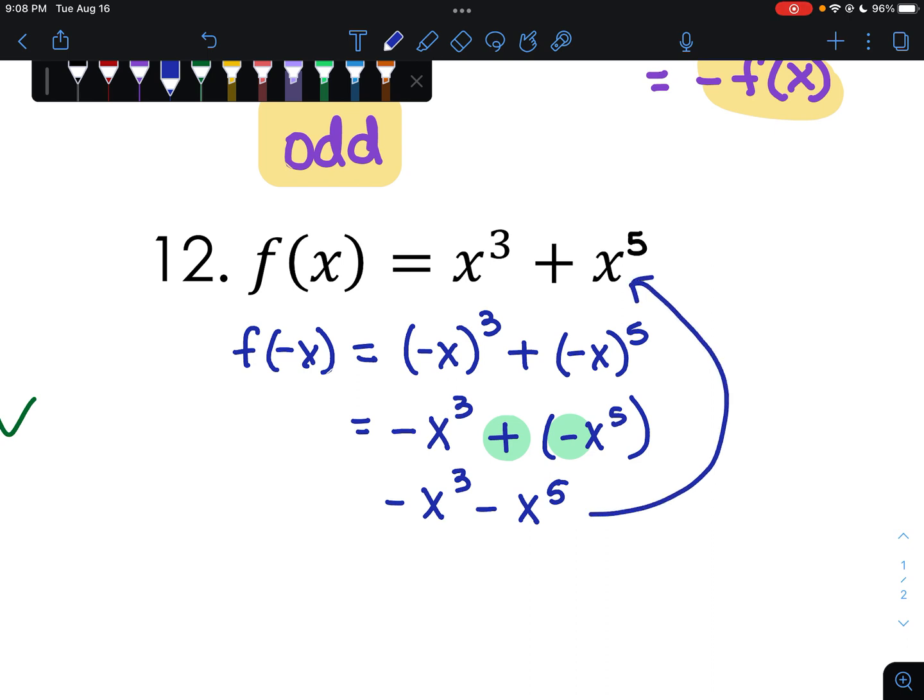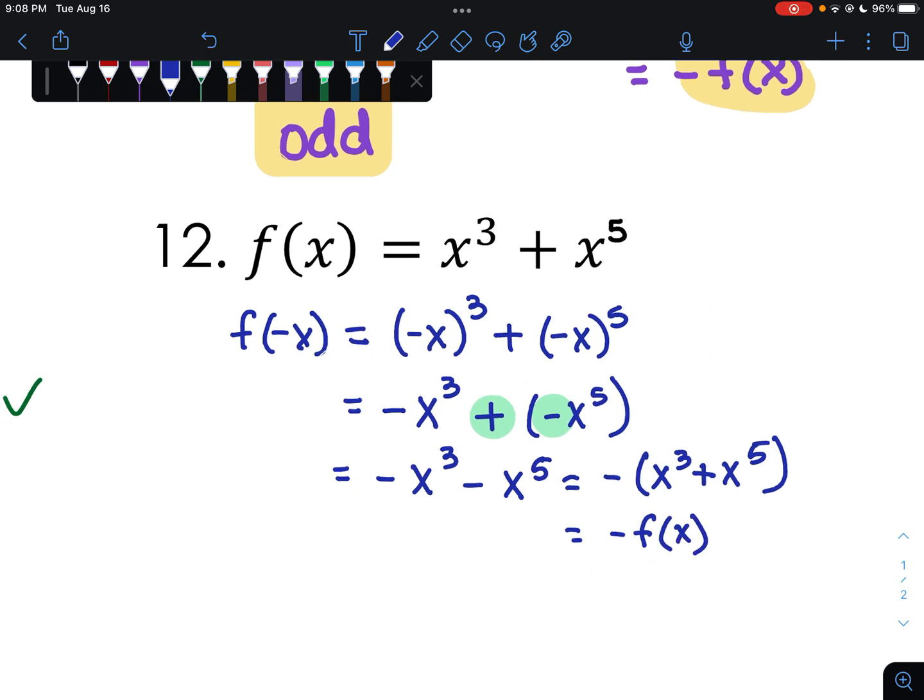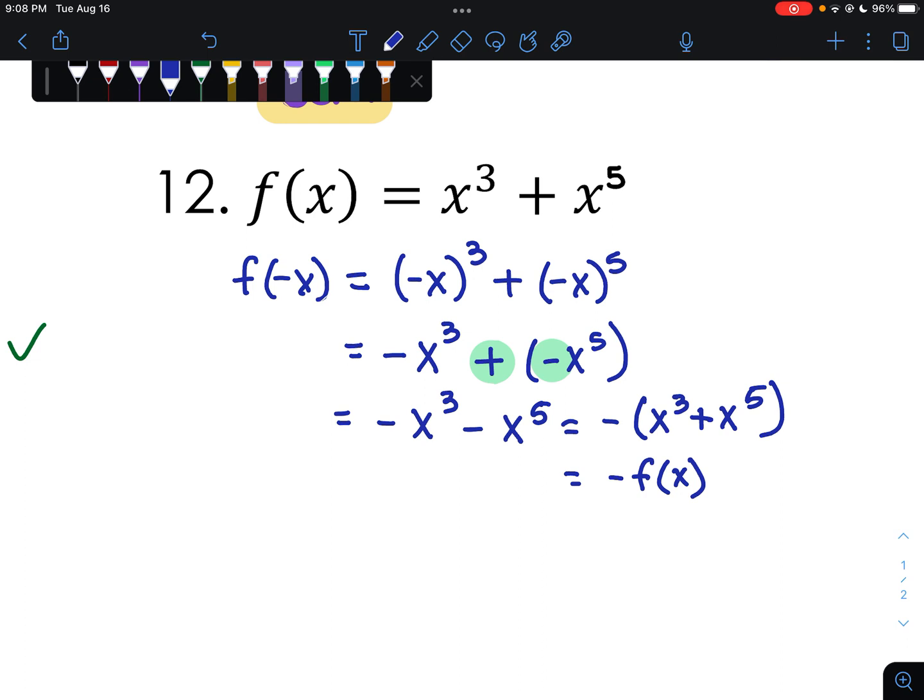We ask ourselves, did we get what we started with? We did not, but we do notice that all of my signs changed. They were both positive, now they are both negative. So if you need to, you can rewrite it as a negative times x cubed plus, oops, not plus 5, plus x to the fifth. Okay, we basically just factored out a negative, and that shows you that we have the negative version of f of x. So since we have the negative version of f of x, or because all of my signs changed, that means we have an odd function.